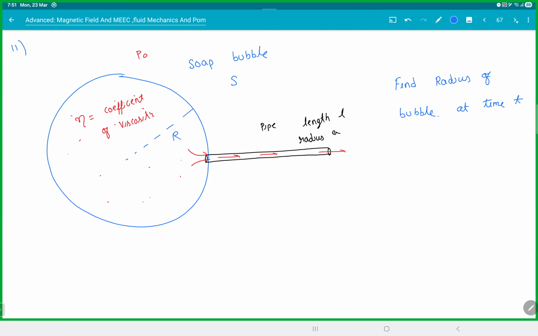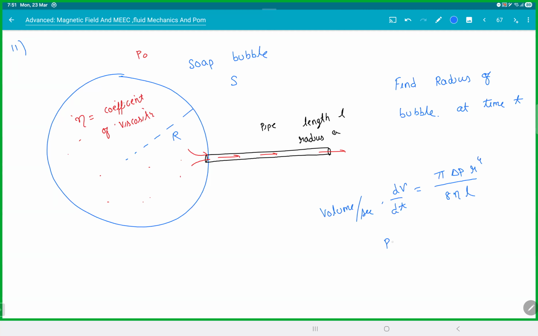Do you guys remember which one to use? The moment you see the pipe, the pipe length L, radius a, viscosity, there's only one formula which will match that scenario here: Poiseuille's equation. Anyone remember Poiseuille's equation? Volume per second, dV by dt, is pi delta P R power 4 by 8 eta L.